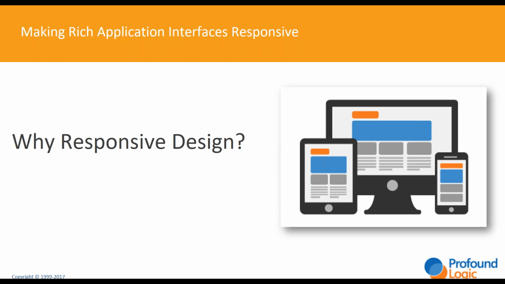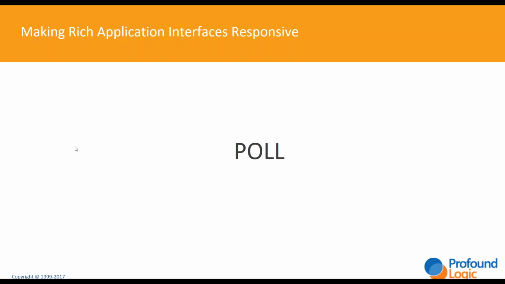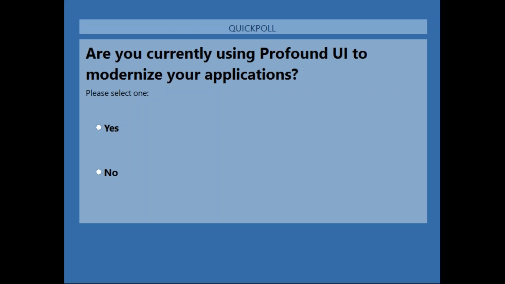So what exactly does responsive mean? Well, responsive applications are applications that can dynamically transform based on the size of the device that they're running on. So before we take a deep dive into responsive design and how that applies in the Profound UI environment, I want to take a quick poll of all of you that are here. And this will just give me a little bit of an idea of the audience that we're talking to. That way I can make sure that I am not going overly technical or underly technical as we go through the various slides.